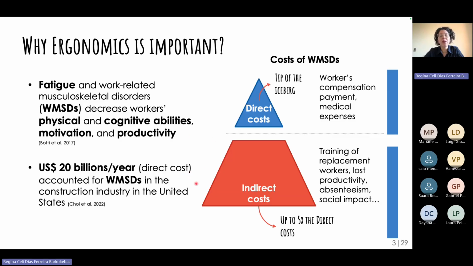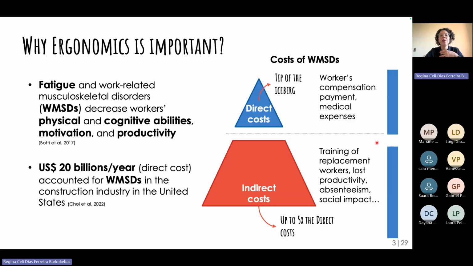So around $20 billion per year is spent just in the United States construction industry related to WMSDs. And that's just the direct cost. And as I described here on the right side, the direct costs are really just the tip of the iceberg, because that's just related to workers' compensation payments and medical expenses. When we consider all the indirect costs of training a new, replacement worker, the loss of productivity, the absenteeism because these workers are not coming to work, and also the social impact.